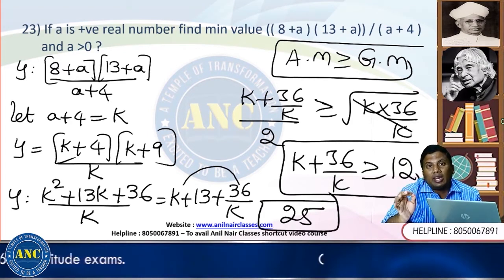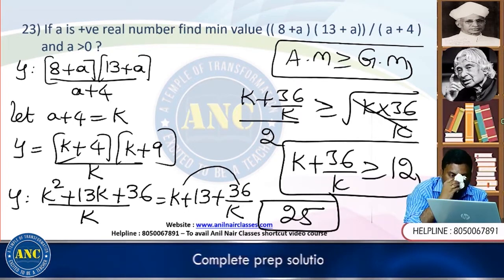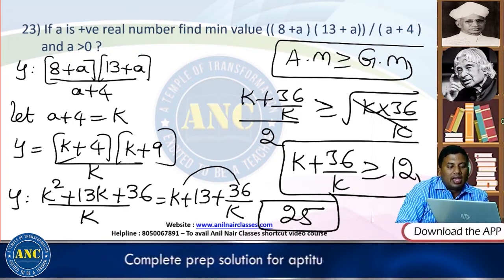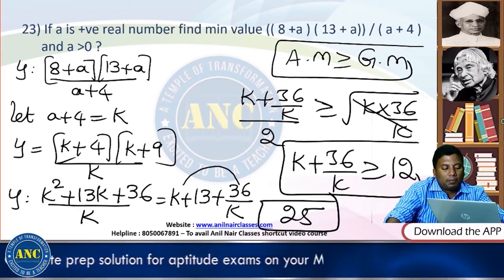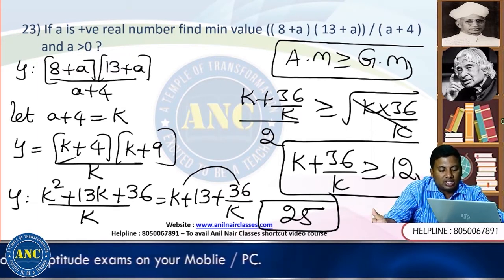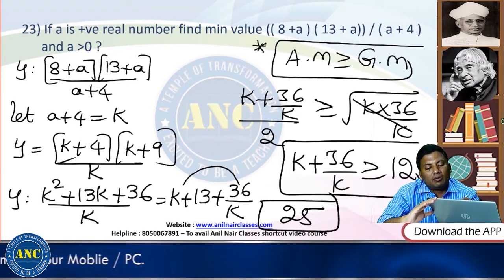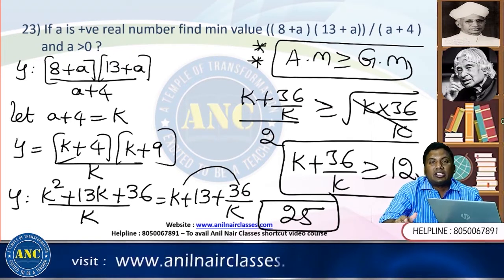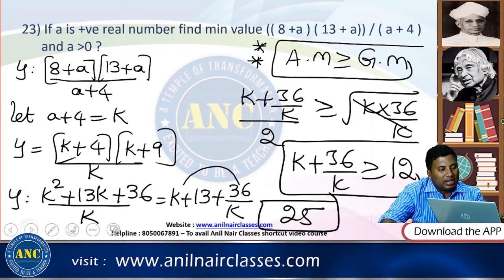Make the denominator equivalent to another variable. Let A plus 4 be equivalent to K. (K plus 4) into (K plus 9) divided by K gives K square plus 13K plus 36, so K plus 13 plus 36 by K. Apply AM greater than or equivalent to GM. (K plus 36 by K) by 2 is greater than or equivalent to the root of K into 36 by K. K cancels, giving 12. 12 plus 13 is 25.